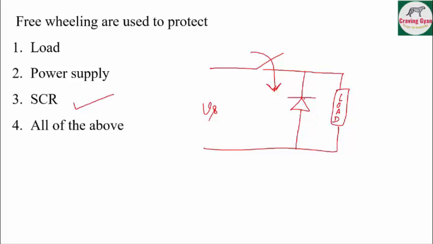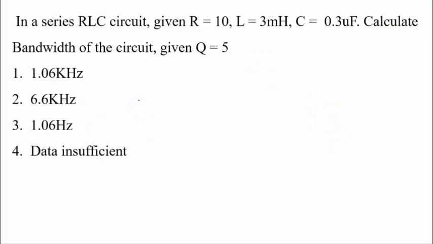Now the freewheeling diode is acting like a reverse bias, no problem. But as soon as you switch off the power supply, this VS source, this load voltage will try to replicate across the switch. Such a huge voltage will damage your SCR. So what you are going to do is provide a discharge path over here only. So switch is protected, nothing but SCR is protected. So the corresponding option that's going to follow is option 3 is correct.